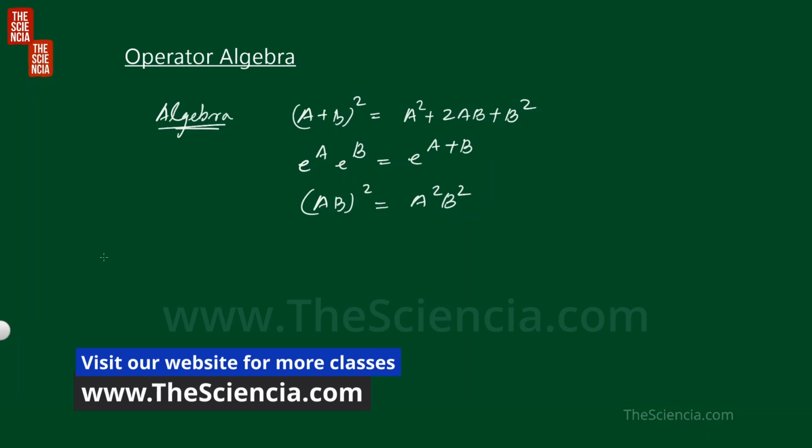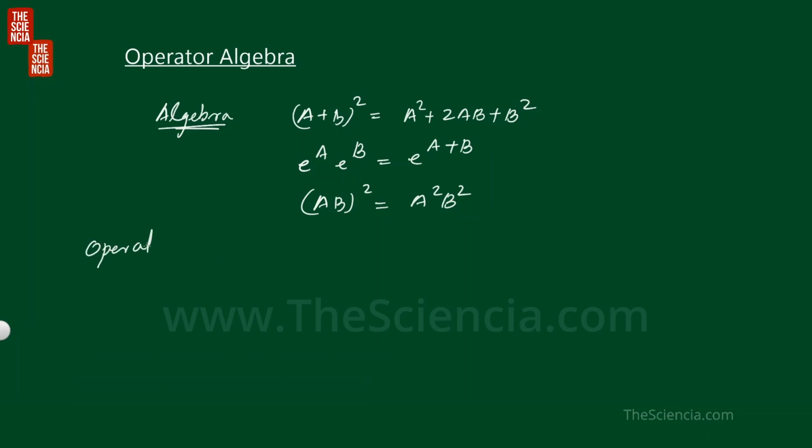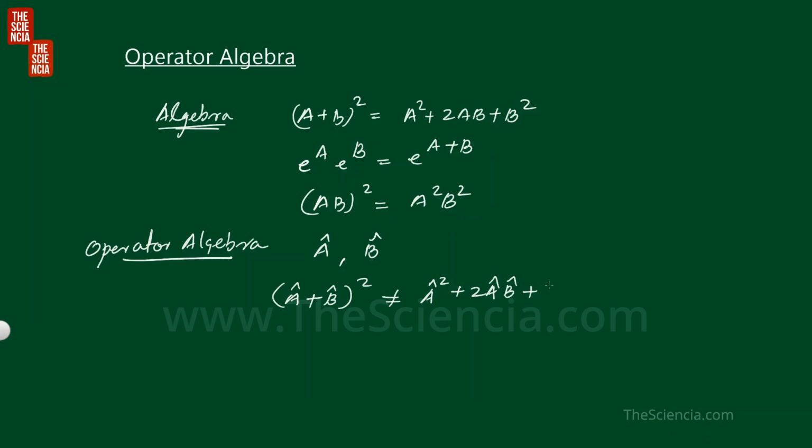Now we are going to discuss operator algebra. The operator algebra is different from our conventional algebra. For example, we have two operators, one is a operator and another is b operator. Then (a cap plus b cap) whole square will not be equal to a cap square plus 2 a cap b cap plus b cap square. It will not be equal to this one.